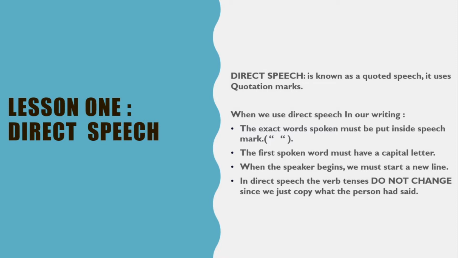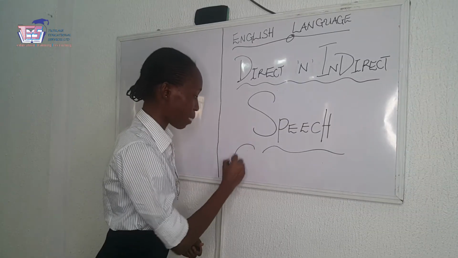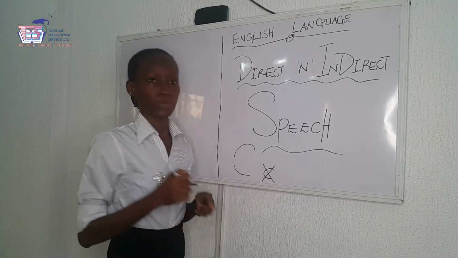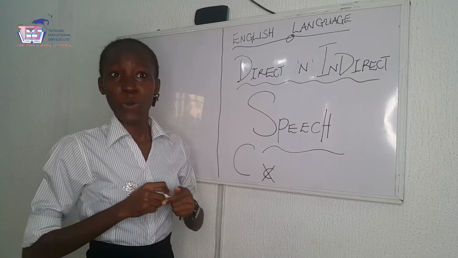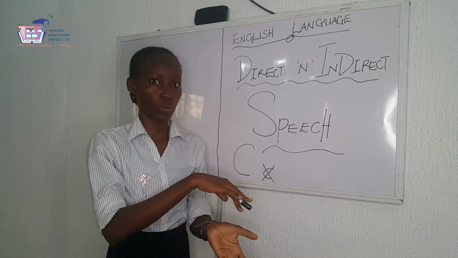The first spoken words must have a capital letter, and this is what I mean by capital letter, not this. Also, when the speaker begins, we must start a new line. In direct speech, we need to start a new line when the speaker begins. In direct speech, the verb tense do not change, since we just copy what the person had said. We don't need to do the other way around.